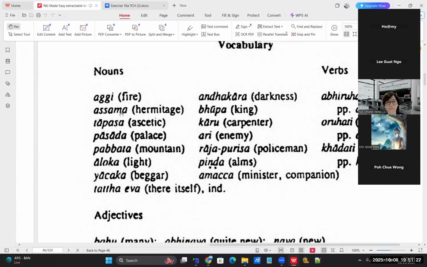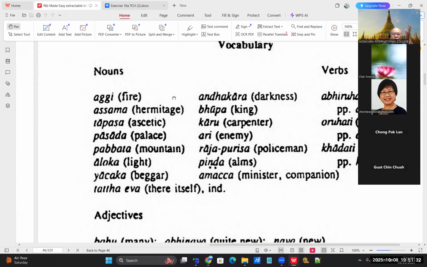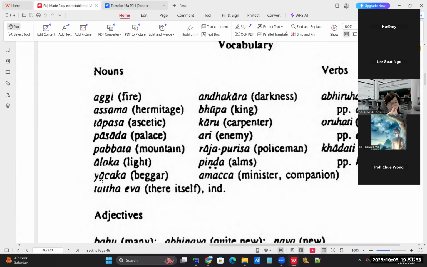All right. So samaṇa, tapasa. If you're hardworking, you should all try to find the root. Like tapasa, tap is burn. TAP, burn. Burning means burning with meditation or burning the defilements. Pasāda, pabbata, mountain, āloka, yācaka. For example, YAC. The meaning of the root YAC is to beg. Tata is there. Eva. Now, andha is actually blind. Kāra is make. So make blind means it's darkness itself.